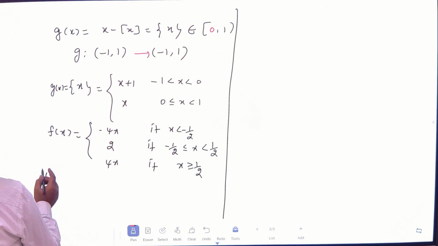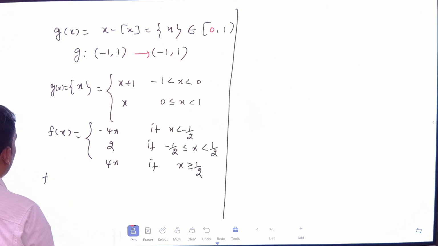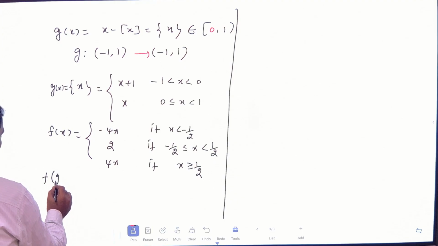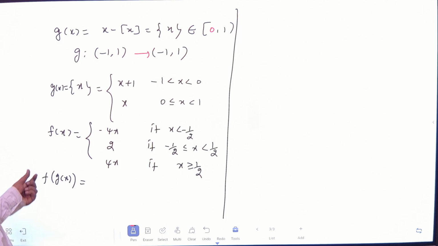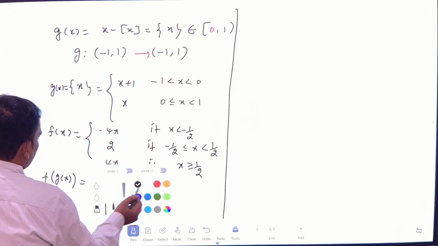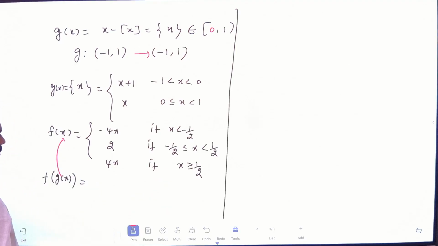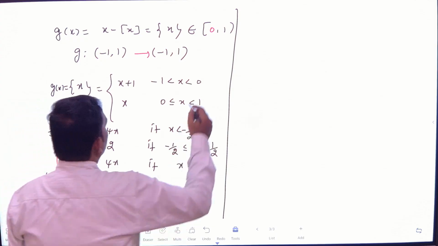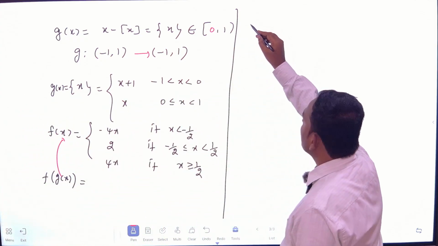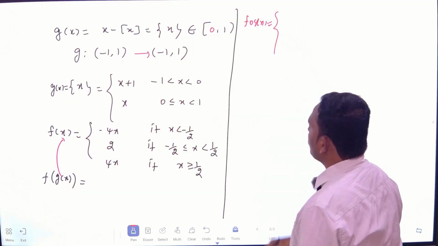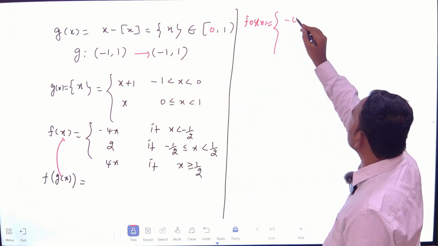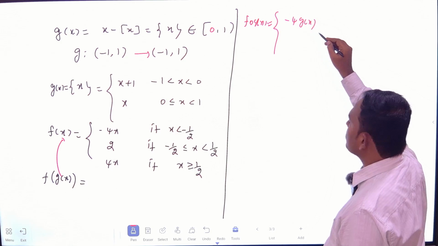F composition g of x means what? This is f of g of x, right? So just you replace here x by g of x in this function, right? Okay, so replace here, what will we get? You can see f composition g of x, how to define? Tell me quickly. Just replace x by g of x.